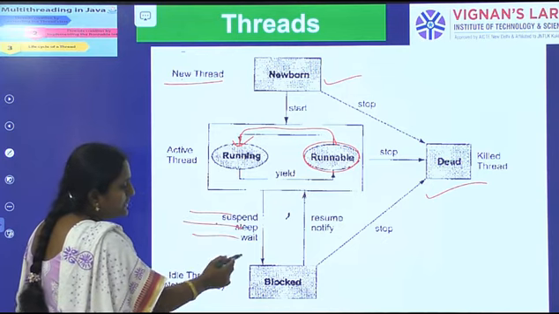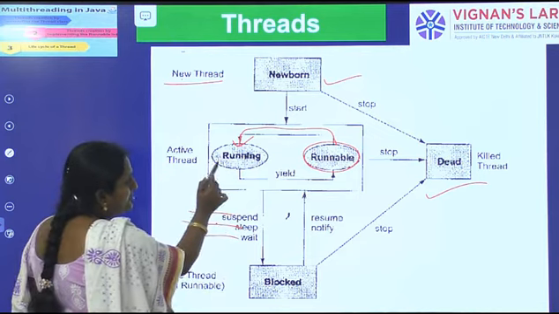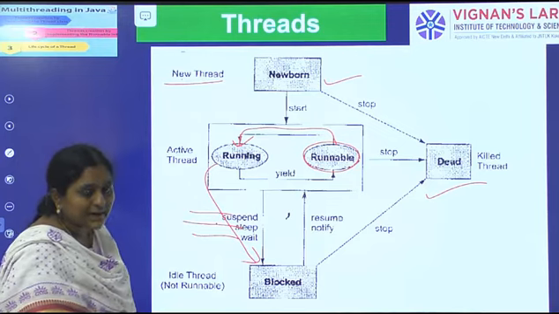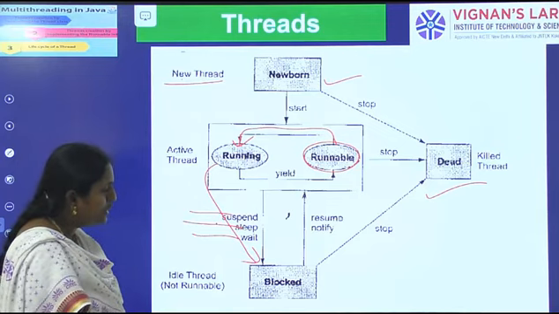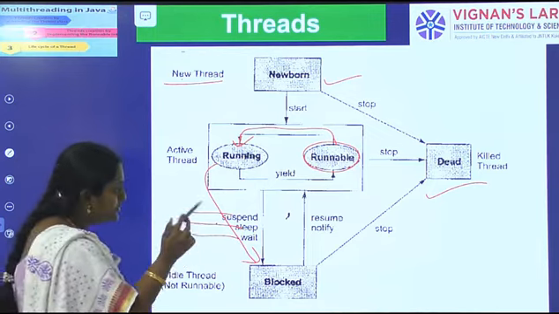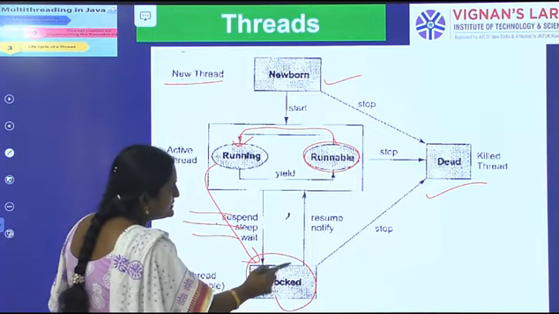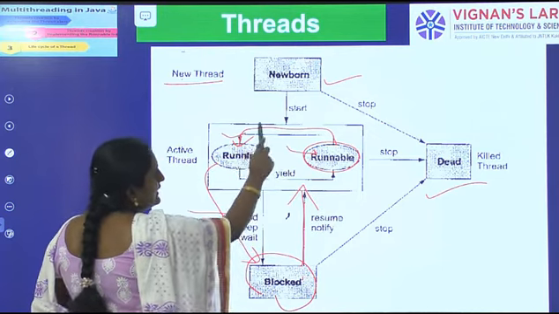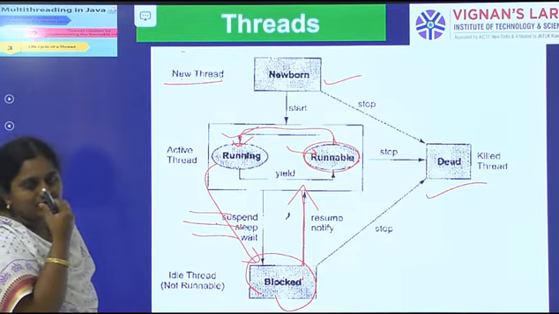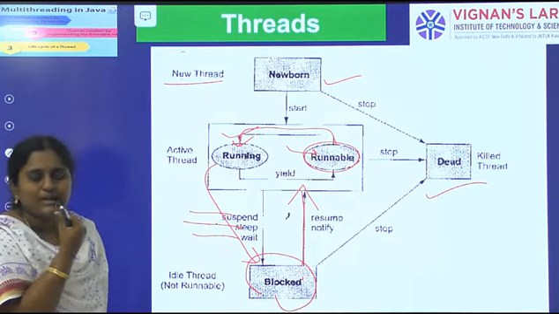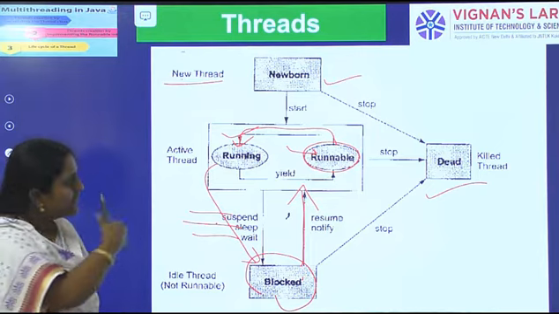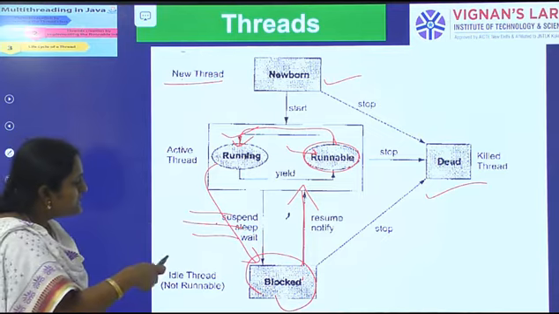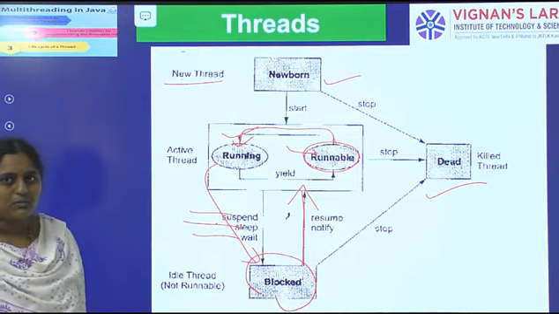Next one, the wait method. If any interrupts are there, the thread will move from the running state to the blocked state. After completion of the interrupts, the thread will move from the blocked state to the running or runnable state. Runnable means the CPU is not ready, the processor is not ready for executing our thread, so it will move to the runnable state. If the CPU is ready, the processor is ready for executing our threads, it will move to the running state.